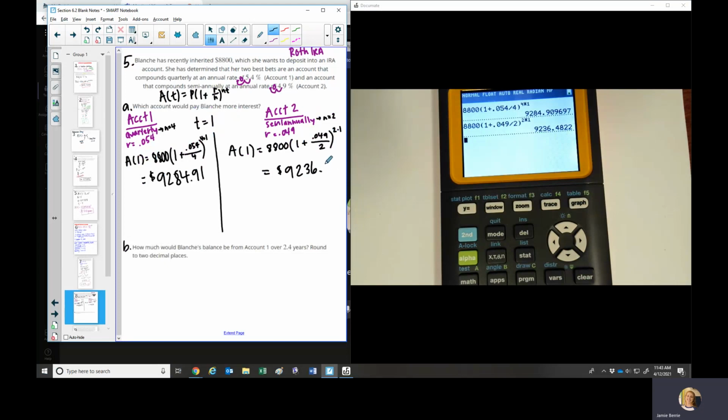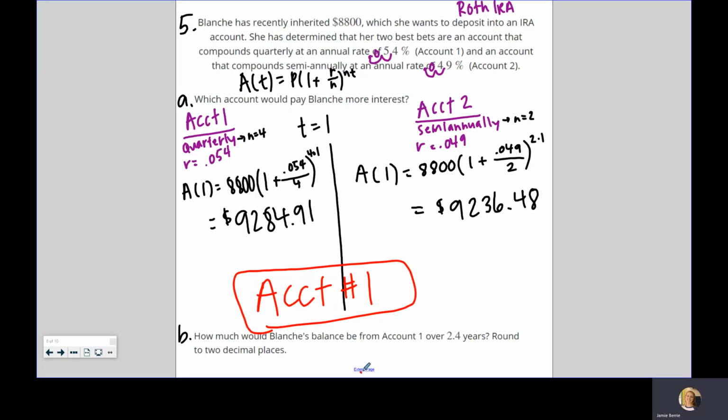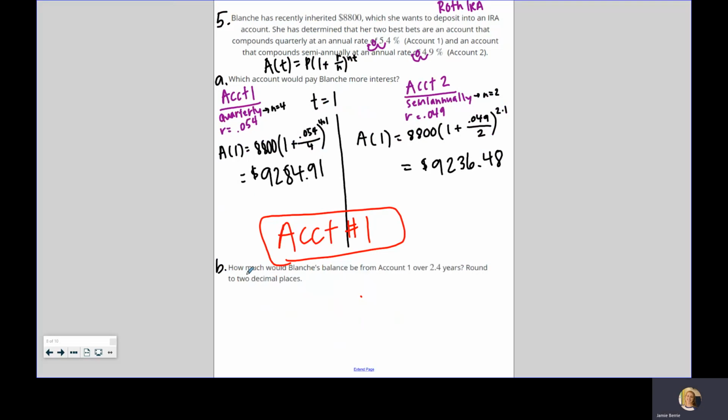$92.36 and 48 cents. Which account would pay Blanche more interest? Account 1. All right, so account 1, she ends up with more money. So account number 1 is going to pay her more interest. And then part B says, how much would Blanche's balance be from account 1 over 2.4 years?